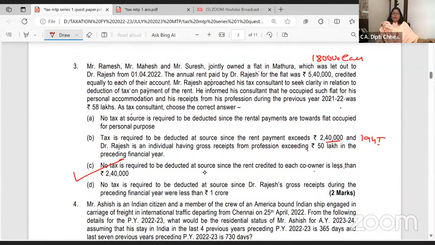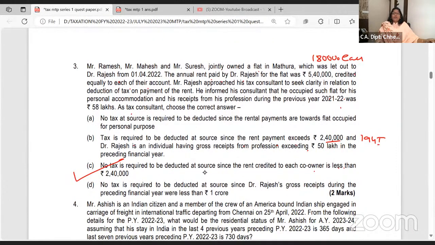Correct. If you are a professional and your turnover exceeds 50 lakhs, otherwise for business your turnover exceeds 1 crore, then if your books of accounts are audited, TDS provisions are applicable. But the annual rent must exceed 2,40,000 for what you pay to each payee, you being the payer. Here you are paying 180 to each one, so no TDS will be deducted.